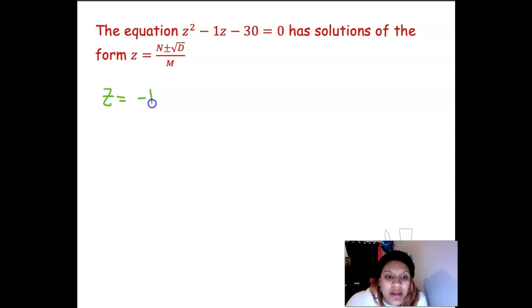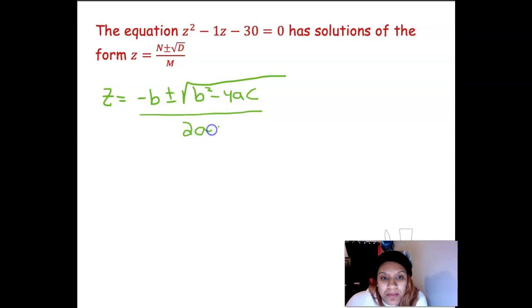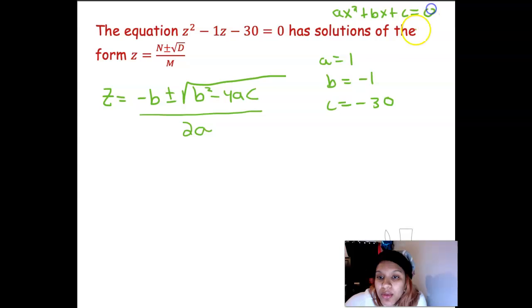Z equals negative b plus or minus the square root of b squared minus 4ac, divided by 2 times a. Based on the quadratic, we know that a is 1, b is negative 1, and c is negative 30. Remember, the standard form of a quadratic is ax squared plus bx plus c equals 0. And this is where we get the a, b, c. Now we're simply just going to substitute our values for these variables into the formula.